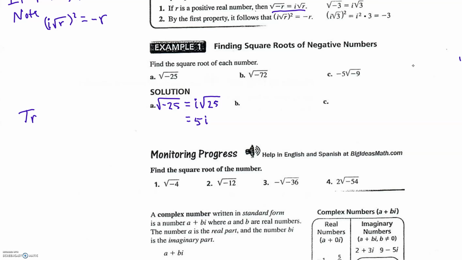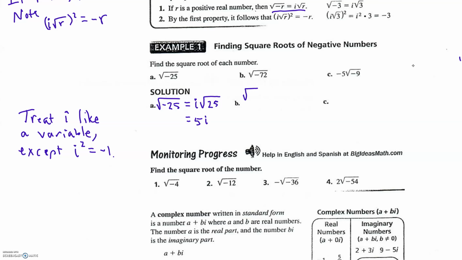And here's the trick, people. When you are working with complex numbers with the imaginary unit i, you treat the i like a variable, except you're always going to simplify an i squared to a negative 1. So I'll show you how that works as we do some examples. Let's do the next part.